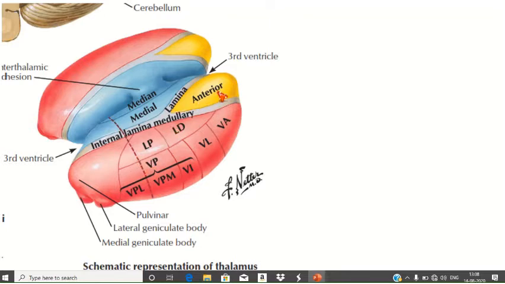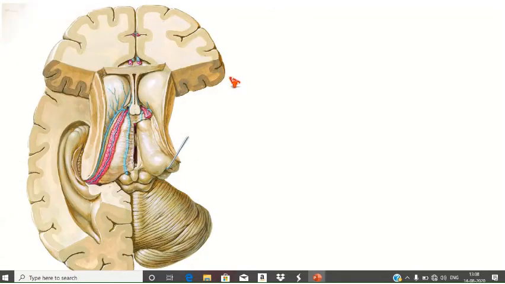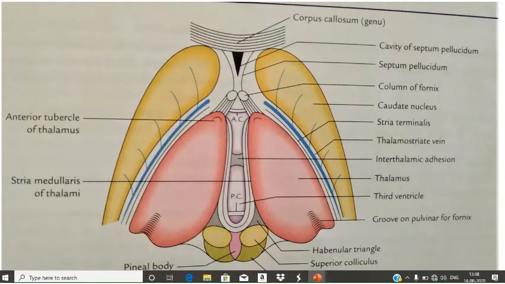The pointed anterior ends are near the median plane. Here you can identify the pointed anterior end. They project medially, whereas the wider posterior ends are separated from each other by the pineal body. Here you can see the pineal body, then the superior colliculus, and after that the habenular triangles. This triangular area we can identify as the habenular triangles.